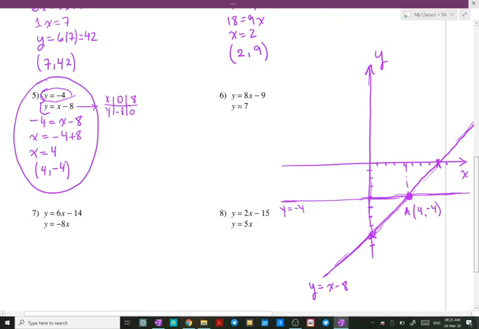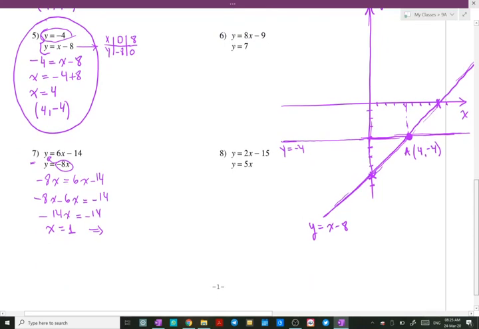Let's use algebra to solve number 7. So minus 8x, we replace this value here, is equal to 6x minus 14, and x is on one side, numbers on the other. So minus 14x is equal to minus 14, therefore x is equal to 1. Now you take x and you replace it. Y is equal to minus 8x. So this is equal to minus 8 times 1. So y is equal to minus 8. So our solution is 1, minus 8.